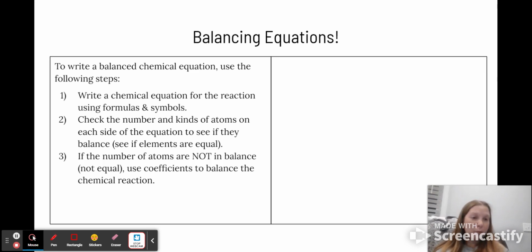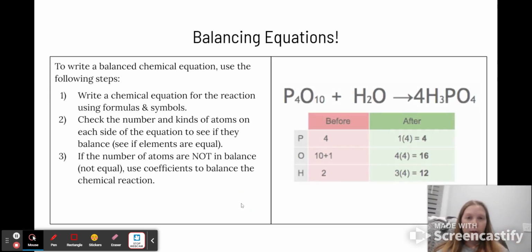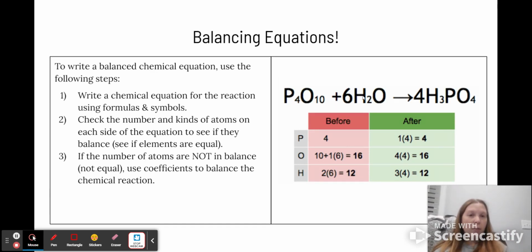I usually do this by setting up what I call a T-table, which you'll see in the GIF that's going to pop up in a second, because it's just easier to lay it out and to see how things are balanced. So here's an example. We've got P4O10 plus H2O yields H3PO4. You would have before and after, or reactants and products, which is what I normally write. And then you write down every element that is present on both sides. So we've got phosphorus, oxygen, and hydrogen.